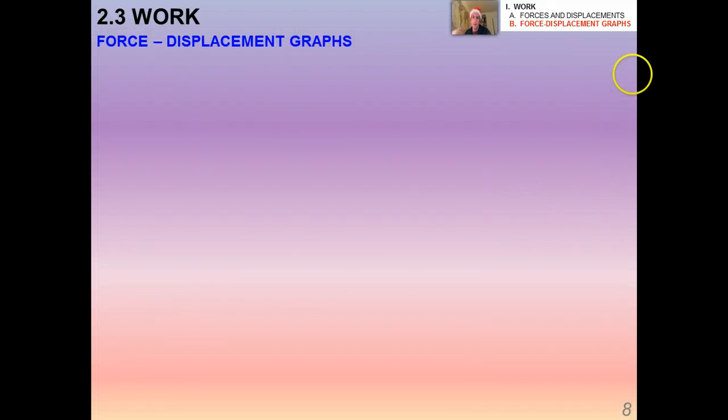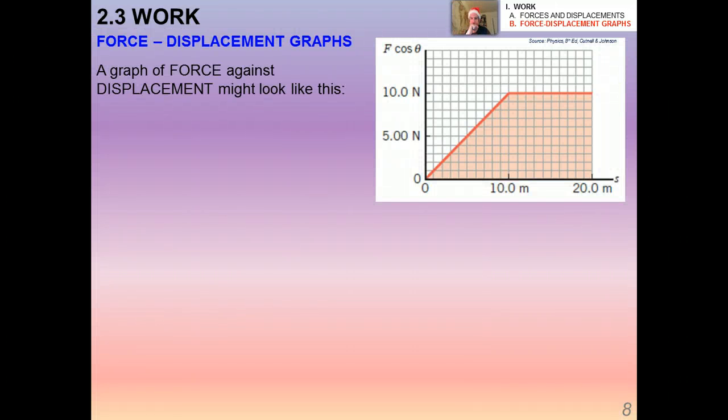Okay. Now, I'm going to talk about force displacement graphs. These are really important graphs because they allow us to figure out the work done in a situation when the force applied is not constant, such as in the case of springs being stretched. Okay, so a graph of force against displacement might look like this. Okay, so here I have F cosine theta on the y-axis and I have displacement on the x-axis. Don't be thrown off by the fact that cosine theta is part of the labeling for the y-axis. That just ensures that we're talking about the parallel components of F and s when we're graphing, which of course are the only two components that actually matter when you're talking about work.